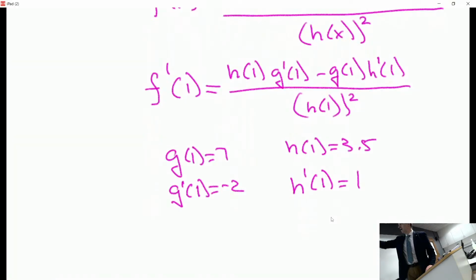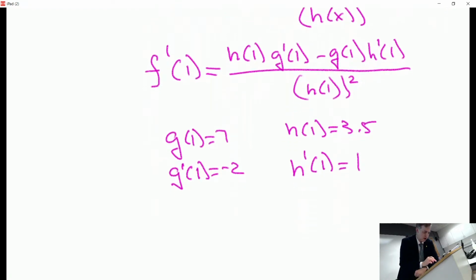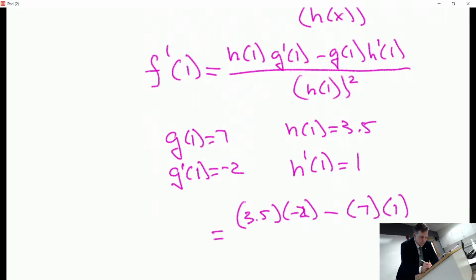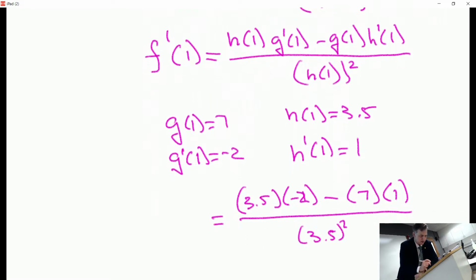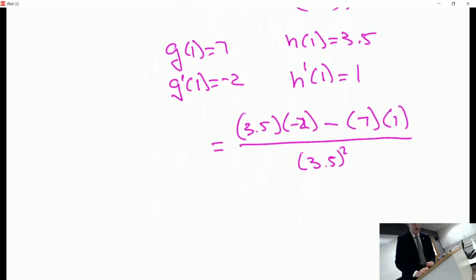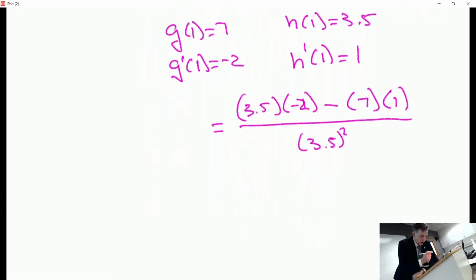Okay, so there it is. And now we just have to plug and chug. So the rest of this should be pretty easy. H of 1 is 3.5. G prime of 1, negative 2. G of 1, H prime of 1, all over H of 1 squared. How's that look? That looks okay. I don't want to do this. Oh, wait. I can do it in my head, most of it. This is going to be negative 7 minus 7, 3.5. That's going to be 10 point.